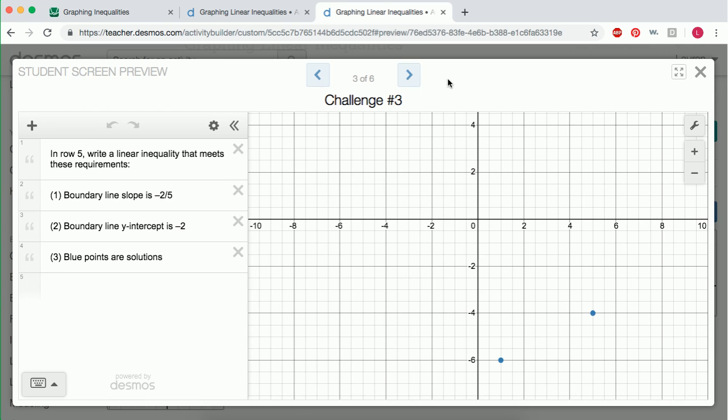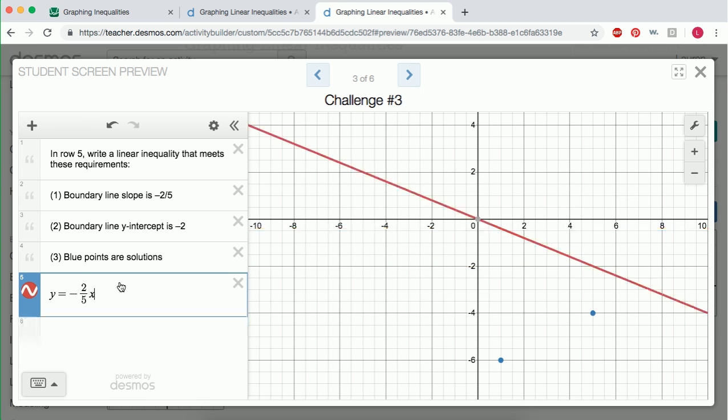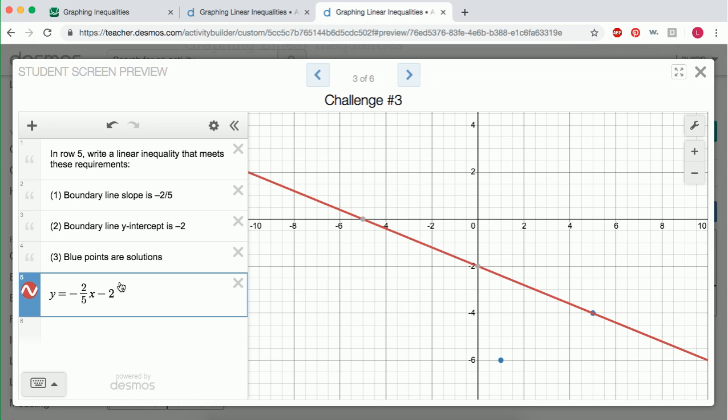For challenge number 3, we have to write a linear inequality that meets the requirements of a boundary line whose slope is negative 2 over 5, a boundary line whose y-intercept is negative 2, and the blue points are solutions. Well, using y equals mx plus b, we are given a slope and a y-intercept, so let's write the equation of a line with a slope of negative 2 over 5 and that y-intercept. So we have y equals negative 2 over 5 x minus 2.